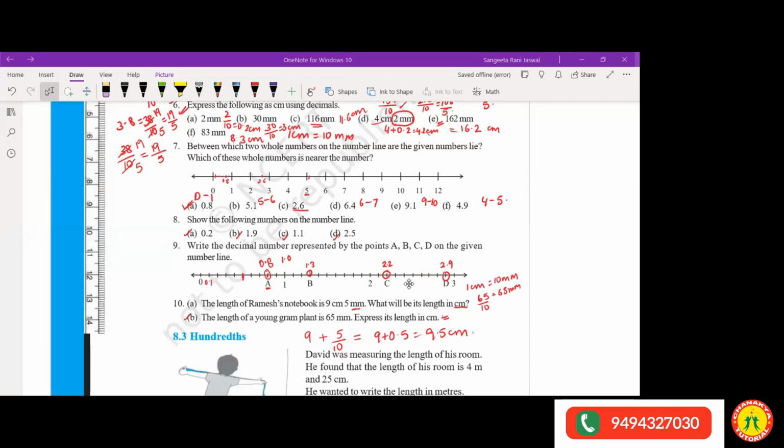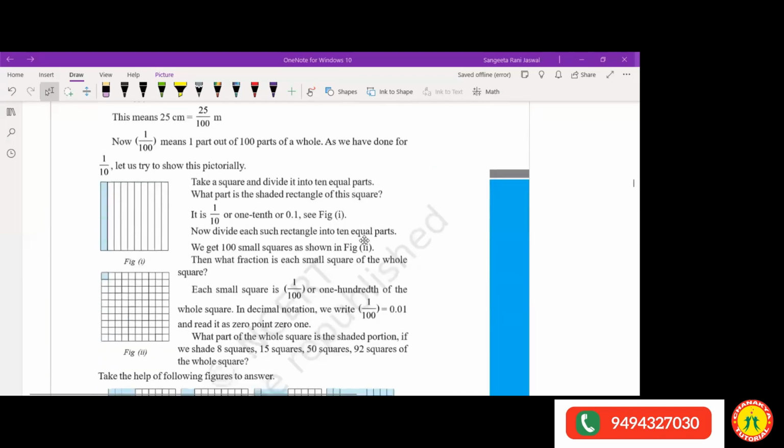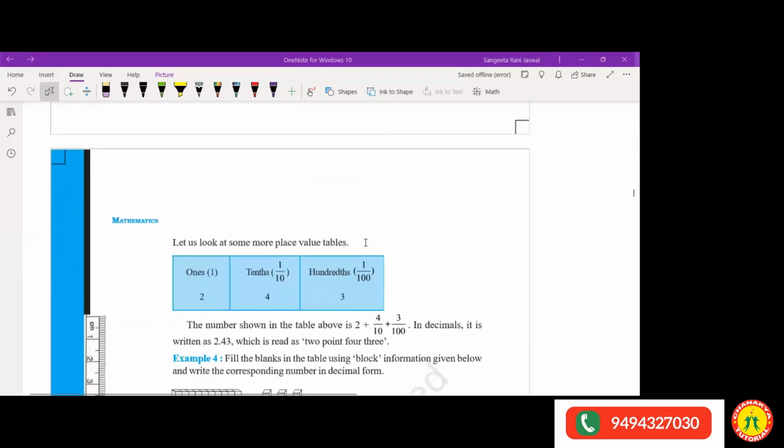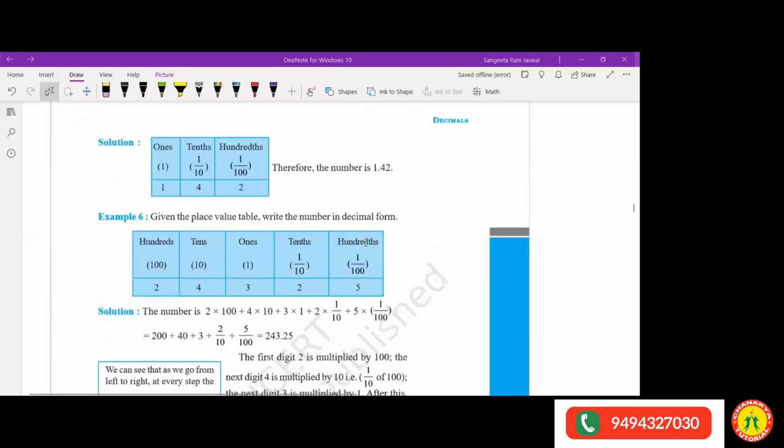Okay, now coming to the next part. Now see, children. Next is 100th. Now what is 100th? 100th means, ma'am, it's a decimal place value. Yes, it's a decimal place that comes after tens, and we write it as 1 by 100.